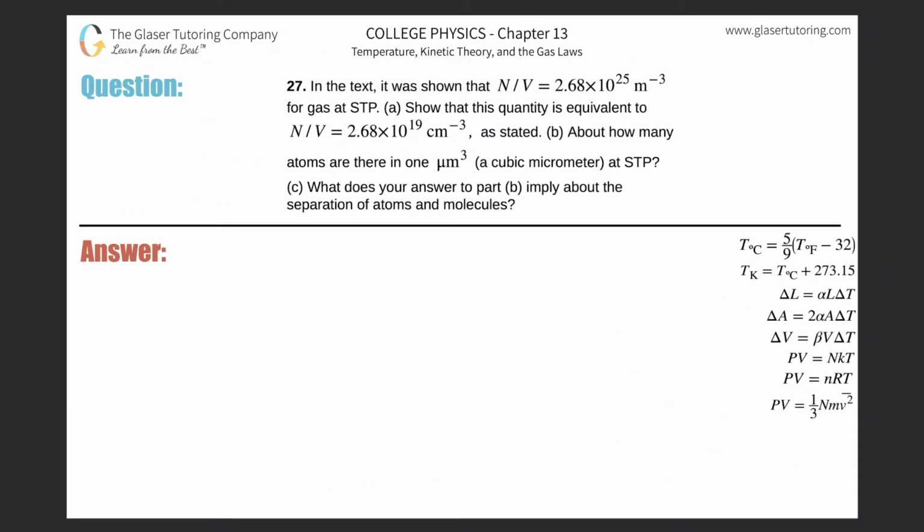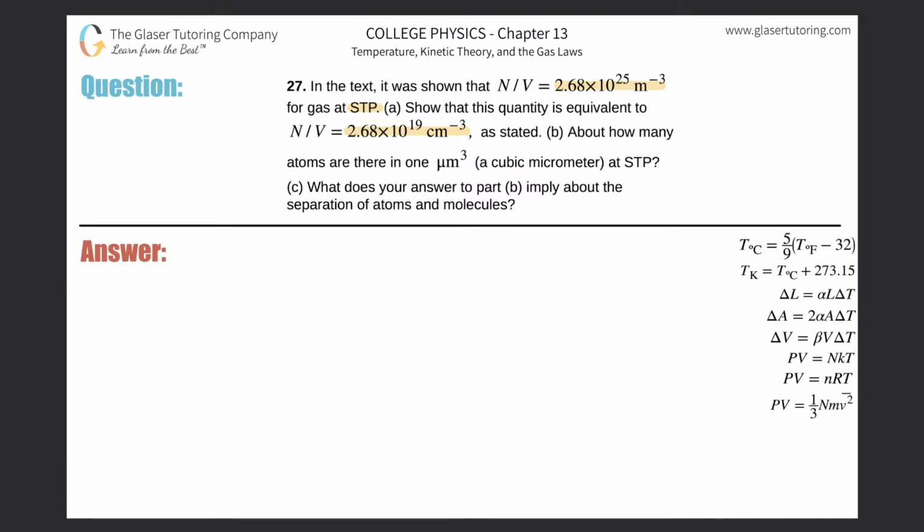Number 27. In the text, it was shown that N over V is equal to 2.68 times 10 to the 25th meter to the minus 3 for a gas at STP. Show that this quantity is equivalent to N over V of 2.68 times 10 to the 19th centimeter to the minus 3. So first thing is, you don't need to know it for this problem, but you should know it.